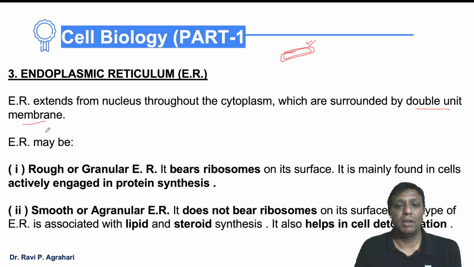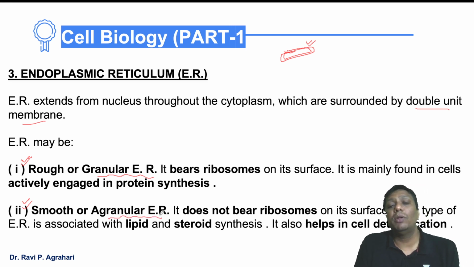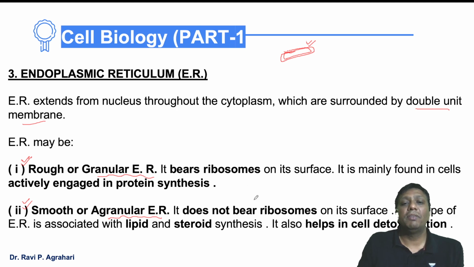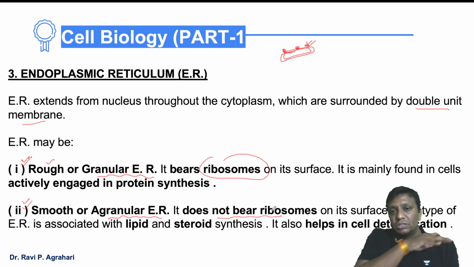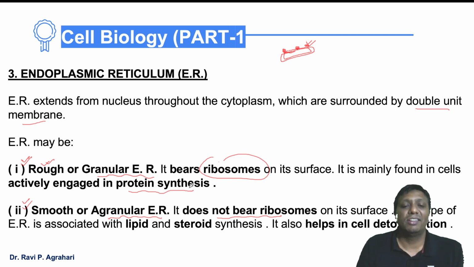There are two types of endoplasmic reticulum. One is called rough endoplasmic reticulum, and the second is called smooth endoplasmic reticulum. Rough endoplasmic reticulum is popularly called granular endoplasmic reticulum, and smooth endoplasmic reticulum is called agranular endoplasmic reticulum. Rough endoplasmic reticulum has ribosomes on its surface, and that's why when you touch the surface it feels rough due to the presence of ribosomes. If there is no ribosome, the surface is smooth. But one thing I will tell you, guys, due to the presence of ribosomes, rough endoplasmic reticulum helps in protein synthesis.